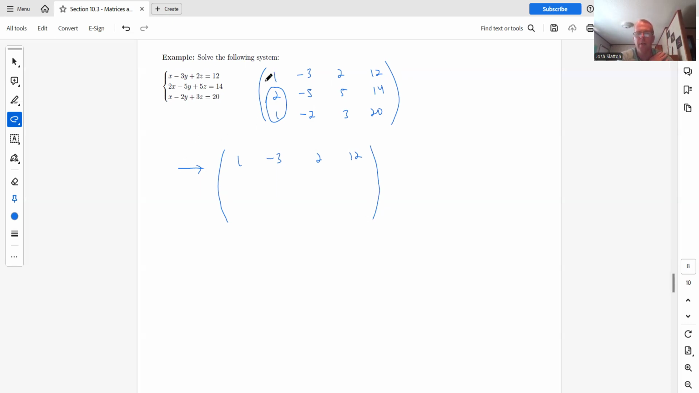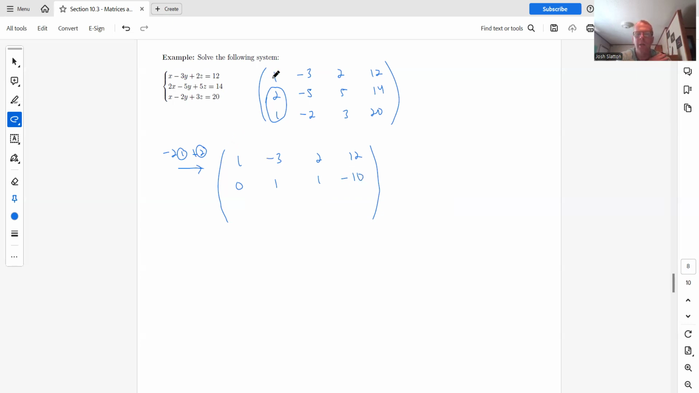And then let's do -2 times row 1 plus row 2. And so -2 plus 2 would give us a 0. -2 times -3 minus 5, that would give us a 1. -2 times 2 plus 5, that would give us a 1. -2 times 12 plus 14, that would give us a -10.